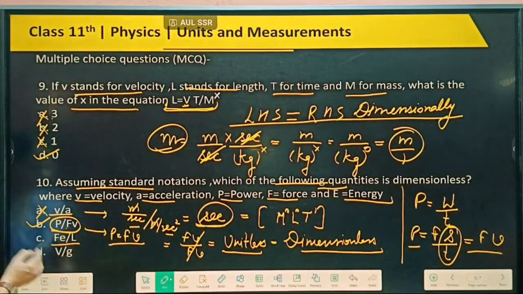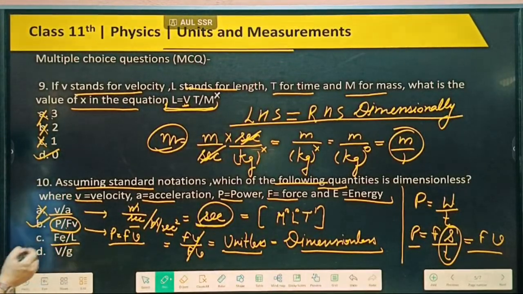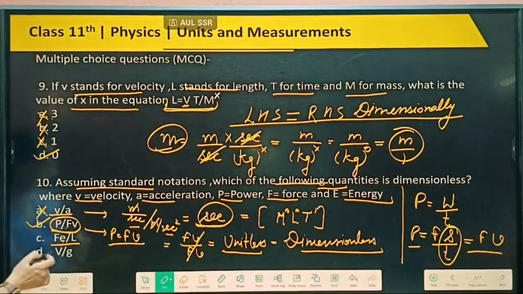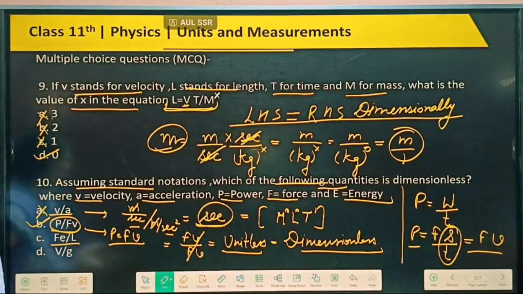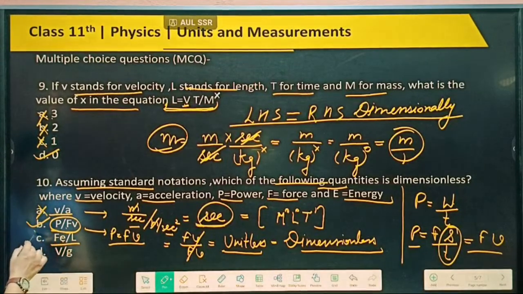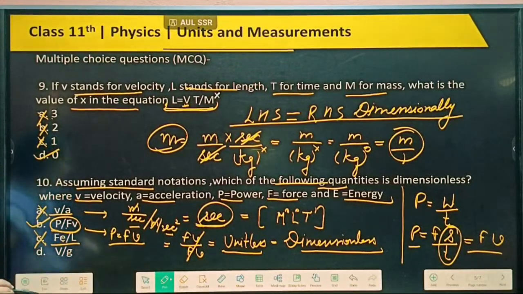If you want to try the other one, force into energy by length, this also is not dimensionless, because force unit is Newton, energy is joule, per unit length meter, so this is not unitless. If not unitless, then not dimensionless. Next, velocity per g, where g is the acceleration due to gravity, so this also will not be dimensionless.